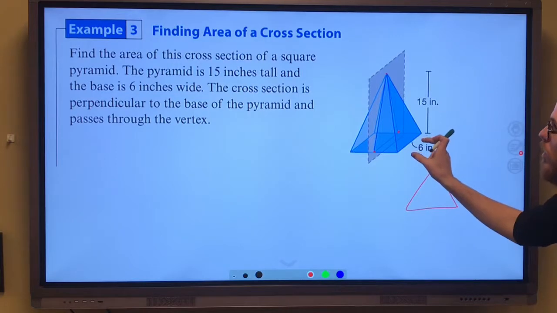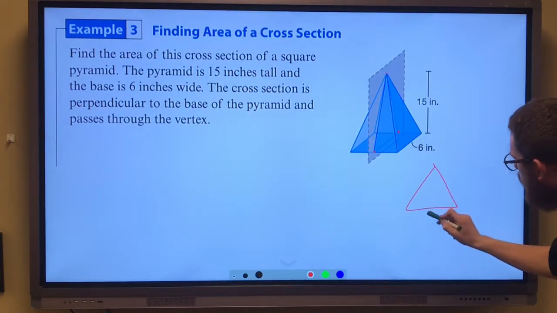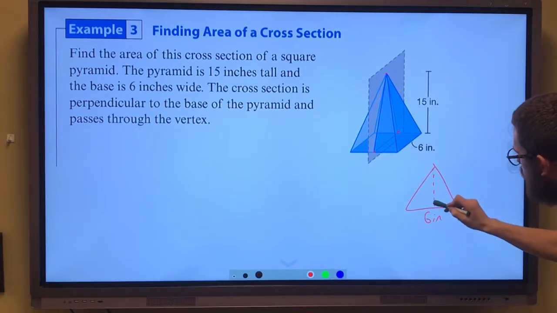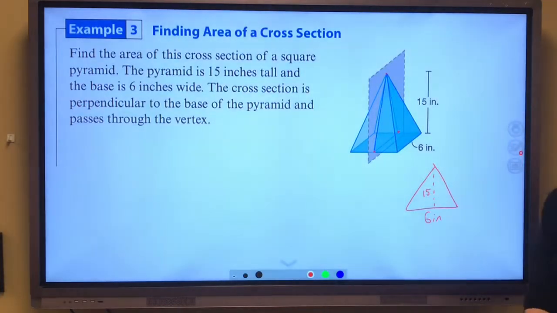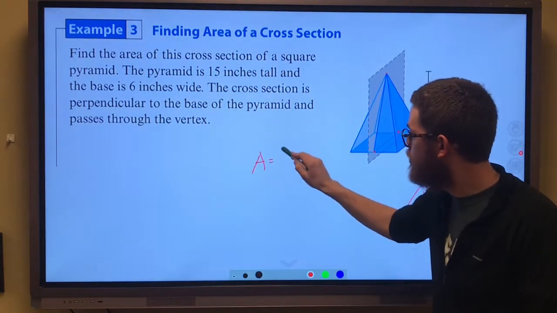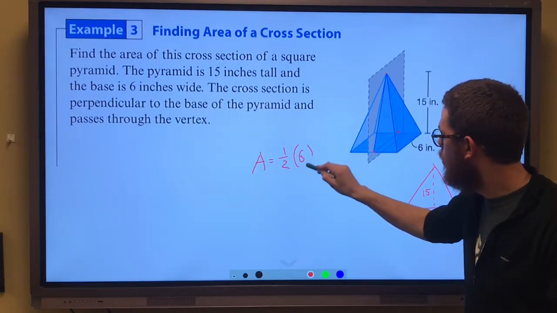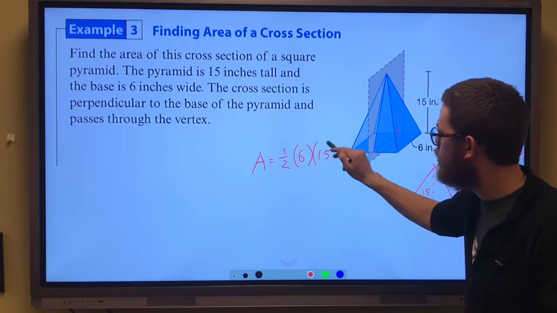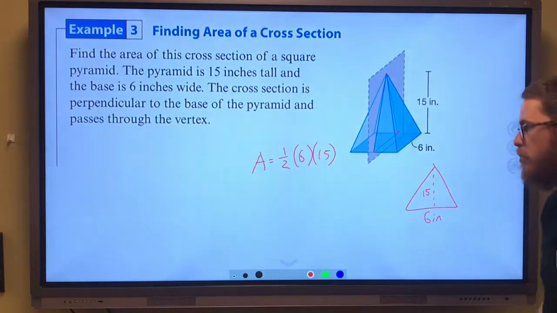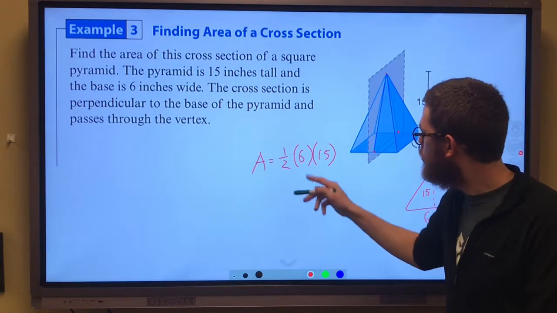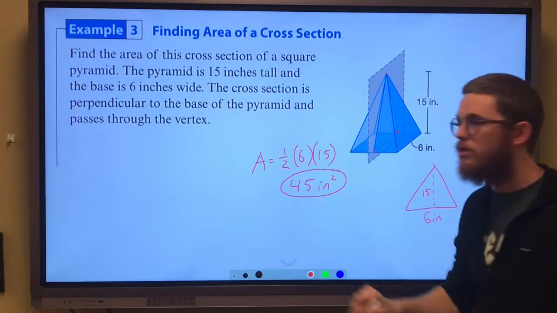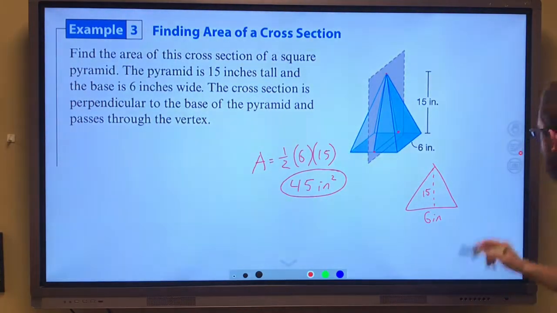This triangle, where the base is 6 inches wide, that means the base of our triangle is still going to be 6 inches wide. The height of the pyramid is 15 inches, so the height of our triangle is 15 inches. If we find the area of our cross section, it is the area of this triangle, which is 1/2 base times height. Half of 6 is 3, times 15 gives us 45 square inches as the area of this cross section.